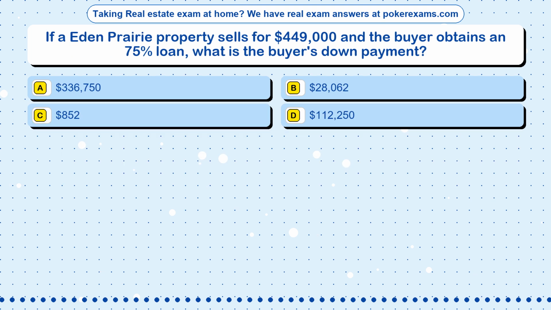Question 52. If an Eden Prairie property sells for $449,000 and the buyer obtains a 75% loan, what is the buyer's down payment? Option A, $336,750. Option B, $28,062. Option C, $852. Option D, $112,250.